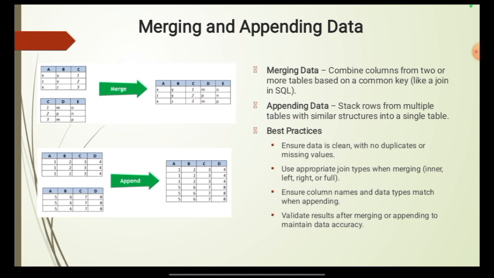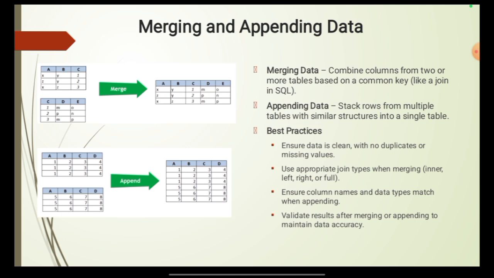Best practices include ensuring that data is clean, which is without duplicates or missing values, using the correct join type to avoid data loss, matching column names and data types when appending, and validating the results to ensure data accuracy after merging or appending.